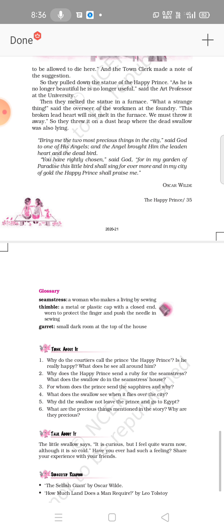And last question, what are the precious things mentioned in the story? Why are they precious? The precious things mentioned in the story are the dead swallow and the heart of the prince. They are precious because they had helped needy people.